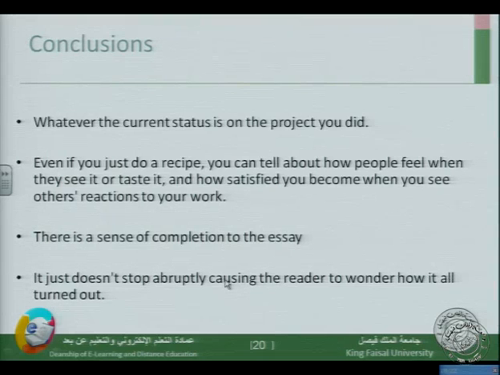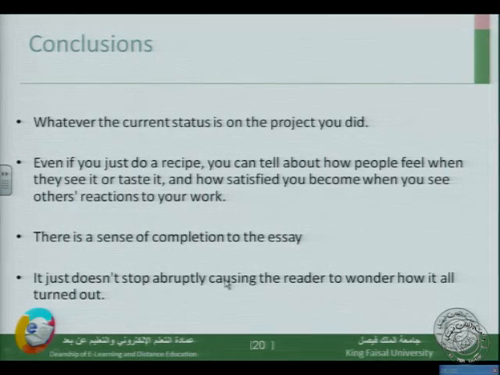In the conclusion, whatever the current status is on the subject you did. So this is what we call the conclusion: whatever the current status is in the project you did. Even if you just do a recipe, you can tell about how people feel when they see it or taste it, and how satisfied you become when you see others' reactions to your work.